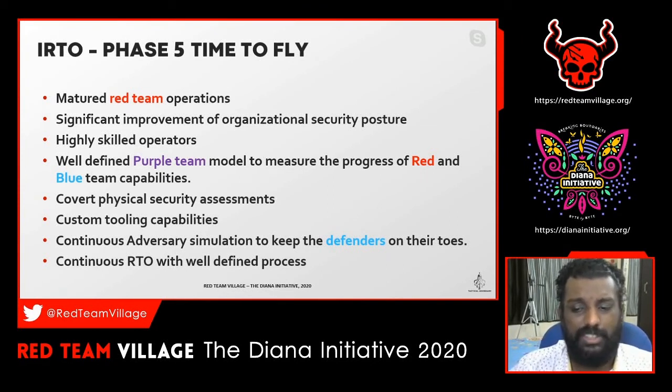There should be a continuous adversary simulation and emulation to keep the defenses updated. That is very important. And continuous RTO, with a well-defined process. What are we doing from phase one onwards? We have created an RTO process in phase one and phase two. And by the time we reach each phase, we are making it better and better, right? We are sharpening our internal RTO process. So just repeat the process, make it a cycle, continuous team operations with a well-defined process.